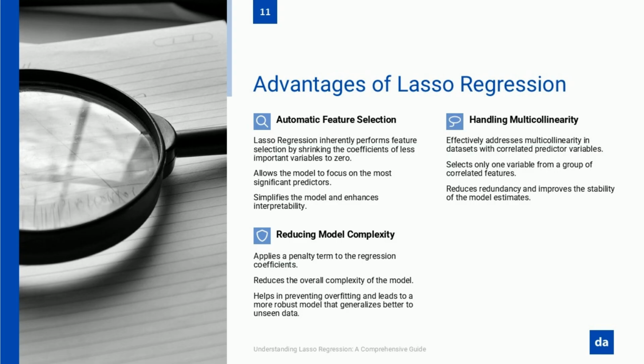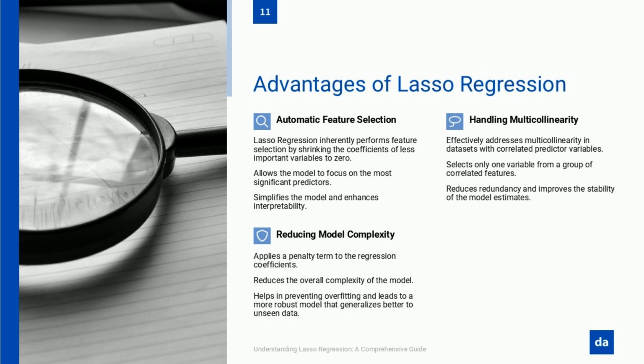Then there's multicollinearity, which we just covered. Unlike ordinary least squares regression, which struggles when predictors are highly correlated, Lasso naturally eliminates redundant variables, making the model more stable and interpretable. This is particularly useful in fields like finance, genetics, and marketing, where many predictors are interconnected, and you need a way to identify which ones truly matter.